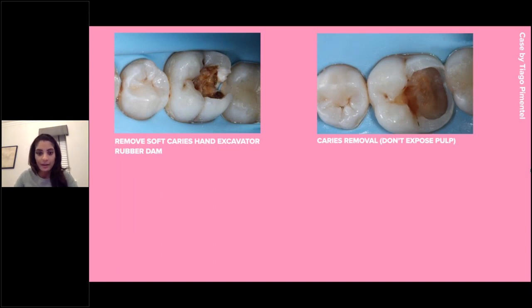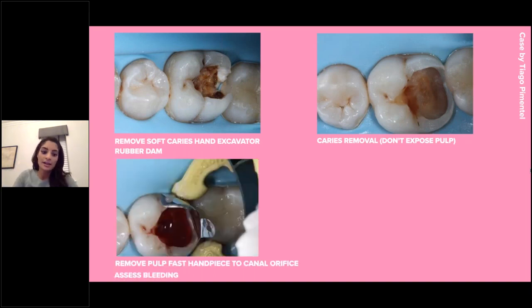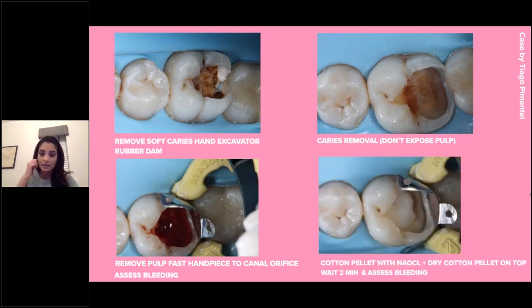stage. And then they get a fast handpiece and they remove the pulp up to the canal orifices with a fast handpiece. At that point, they assess the bleeding. So you can see here, it's bleeding quite significantly. They arrest the bleeding with a cotton pledget which has been soaked in sodium hypochlorite, and they put a dry cotton pledget on top. They wait 2 minutes and have a look and assess the bleeding. And this is what you see after that sort of period of time.